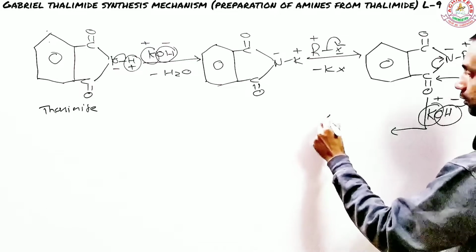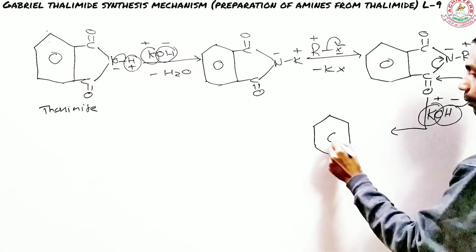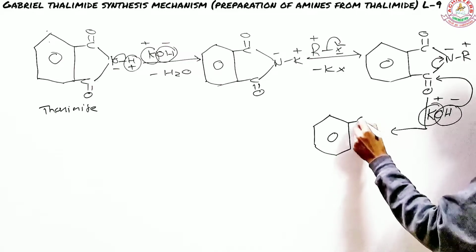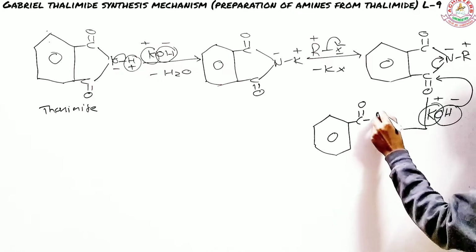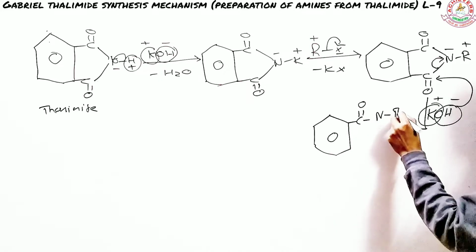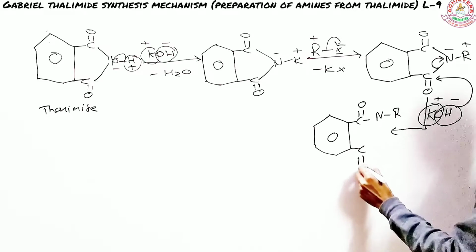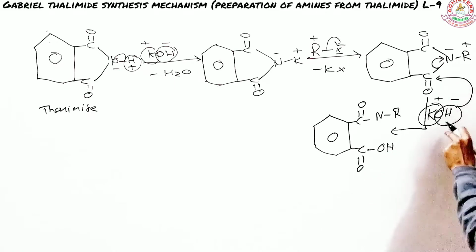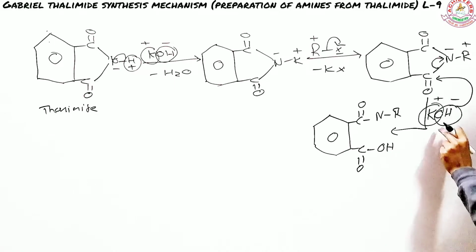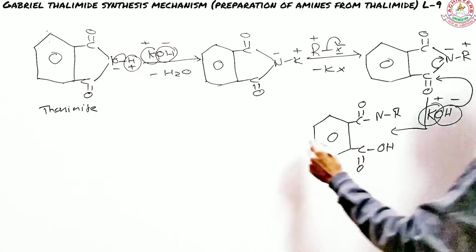You get your next development right here, and you have a benzene. Now what you have? C double bond O, and this one is bonded to N with R, while the other carbonyl now has OH. Just pay attention, that's going to be very, very important. This now has OH.